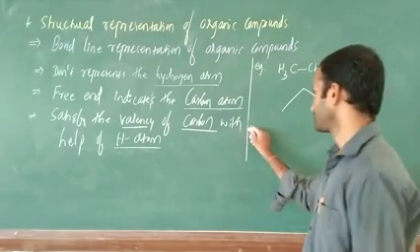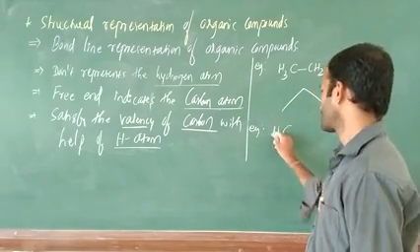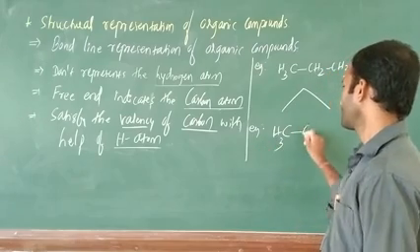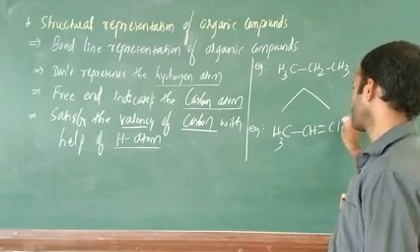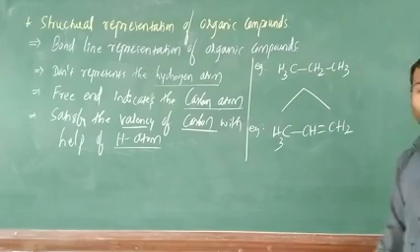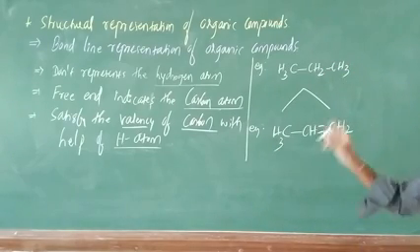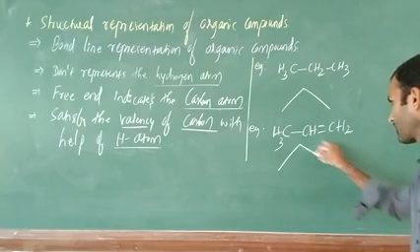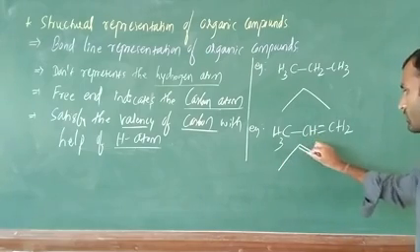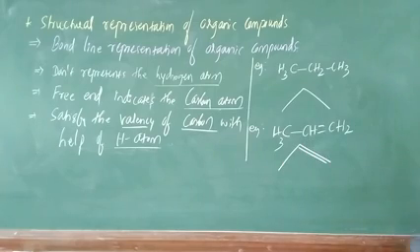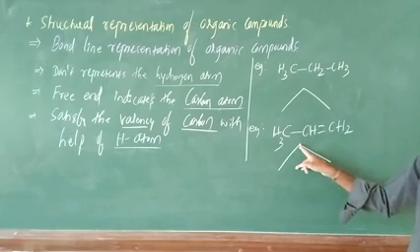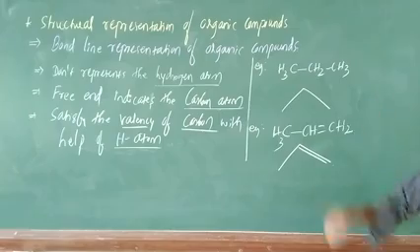Next example, CH3 CH double bond CH2. Now tell me, what is the bond line representation? In this case, a carbon carbon double bond is there. Like this, totally 3 carbons are there. This is the bond line representation. CH3 CH, next CH2. This is the bond line representation.